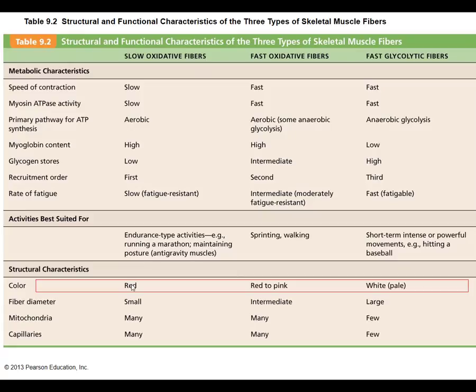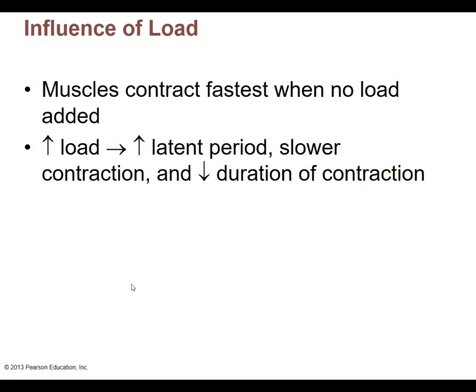Now, the influence of load on muscle contraction. I like to think this kind of makes sense. Muscles contract faster when no load is added. I can contract my arm muscle a whole lot faster if I'm not lifting anything versus if I lift 50 pounds. If there's nothing I have to push, I can contract a lot faster. Once you start increasing that load, the latent period, how long it takes to activate all those fibers, takes longer. Your muscles are going to contract slower, and you're not going to be able to contract for as long either. So it kind of makes sense.